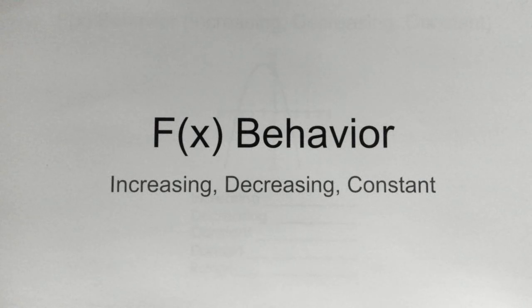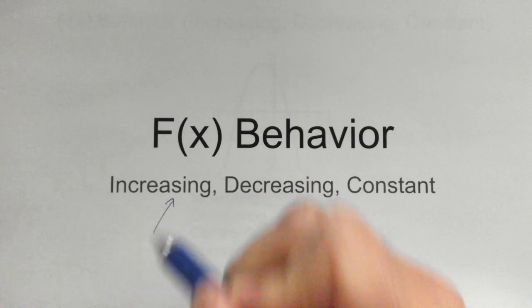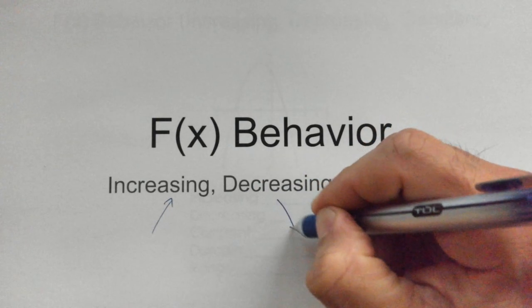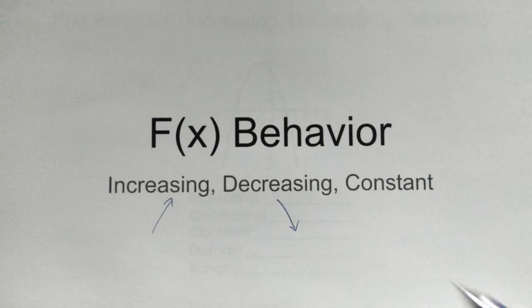Hi, welcome back. In this video, we're going to talk about function behavior. Specifically, we're going to talk about when the function is increasing, decreasing, or remaining constant. These words mean what they mean. As you read the word increasing, what do you think of? Increasing means that it's going up. Decreasing means that it's going down. And constant means that there's no change.